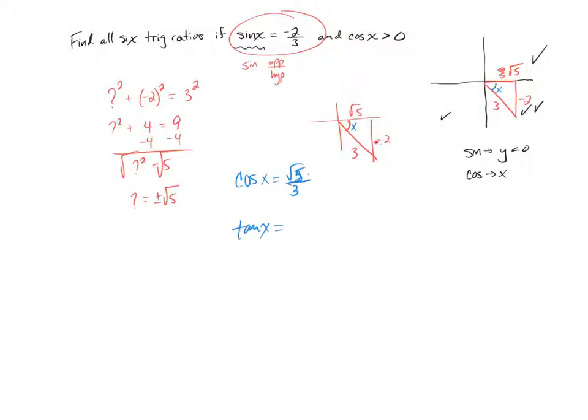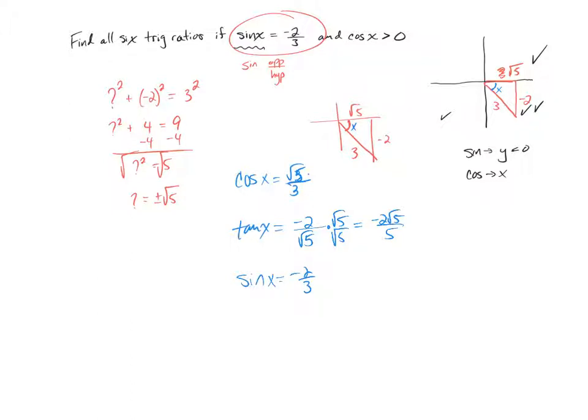The tangent is the opposite side over the adjacent. So I'm going to put negative 2 over root 5. And your teacher would probably prefer if you didn't have radicals in the bottom, so we're going to multiply by root 5 over root 5. So negative 2 root 5 all over 5. And now the hard part's done, because remember, we already knew that the sine of our angle is negative 2/3.